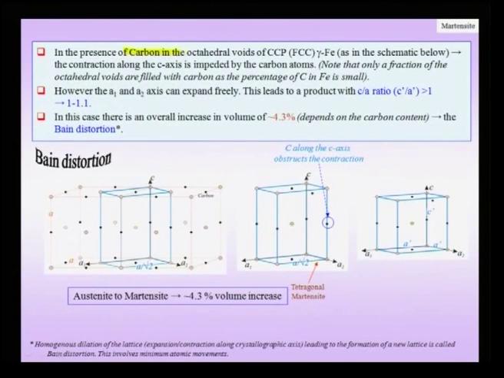In the presence of carbon, and we know that this carbon is present in the octahedral voids of the cubic closed packed crystal, or the FCC crystal as commonly known, the contraction along the C axis is impeded by the carbon atoms. So, where are these carbon atoms present in the FCC? And of course, now I have my original unit cell like here before, the FCC unit cell with these 3 as my reference axes.